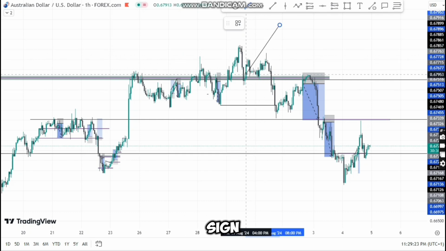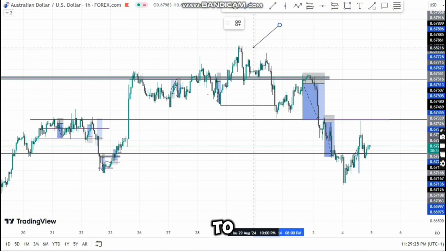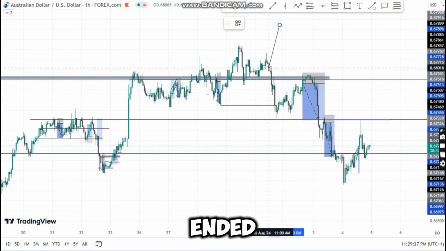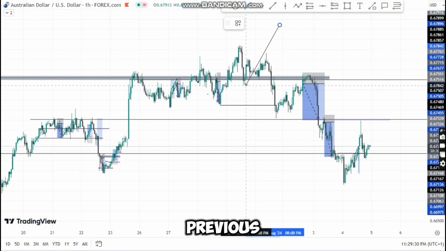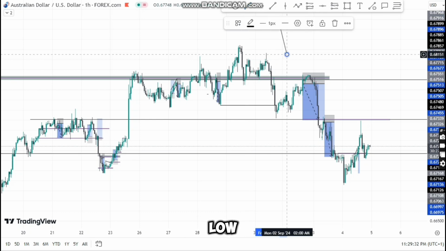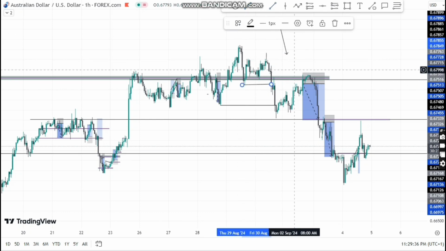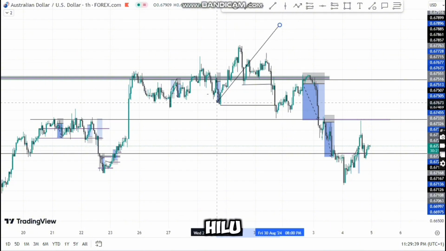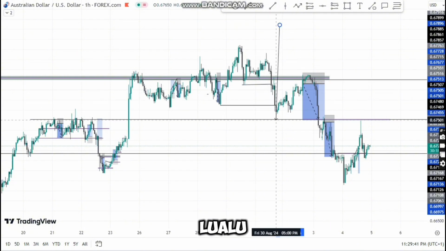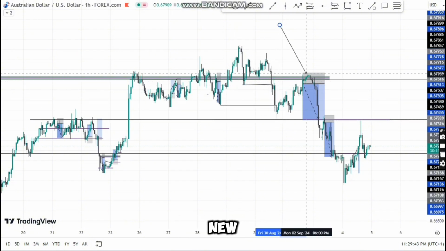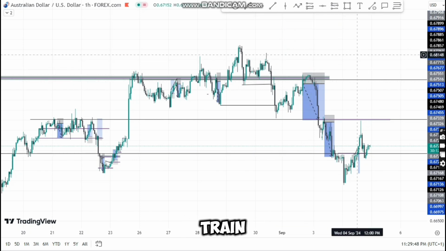It's a reversal sign. The market failed to make a new higher high, and we ended up breaking the previous higher low. We broke this previous higher low, like so. We also broke this previous higher low. Now when a new lower low is formed, we expect price to make a new lower high, right? To continue the trend.